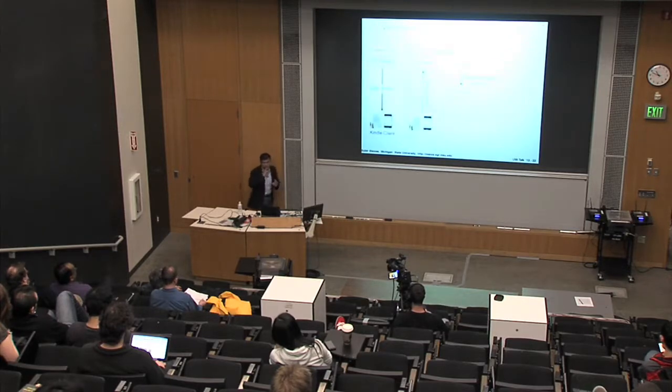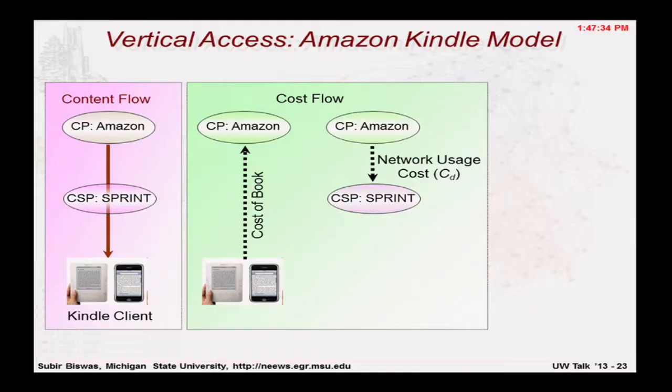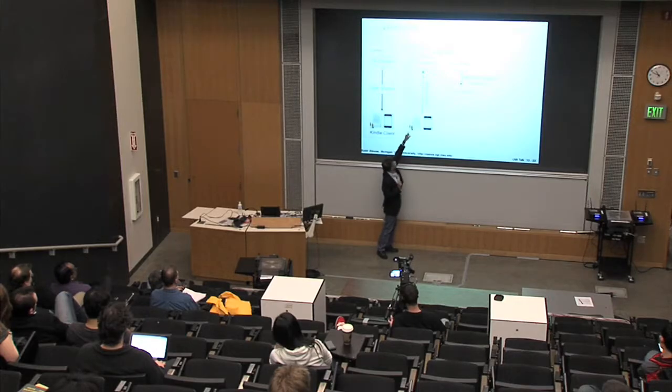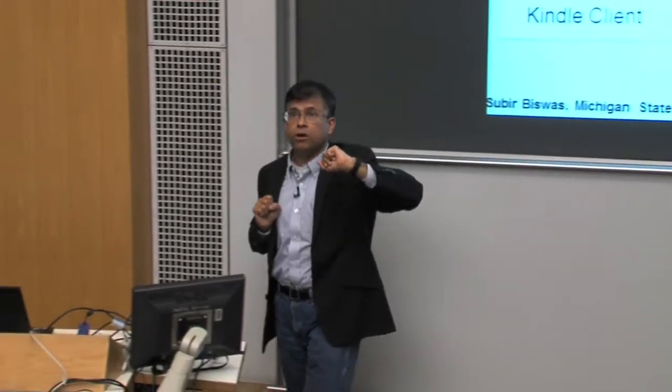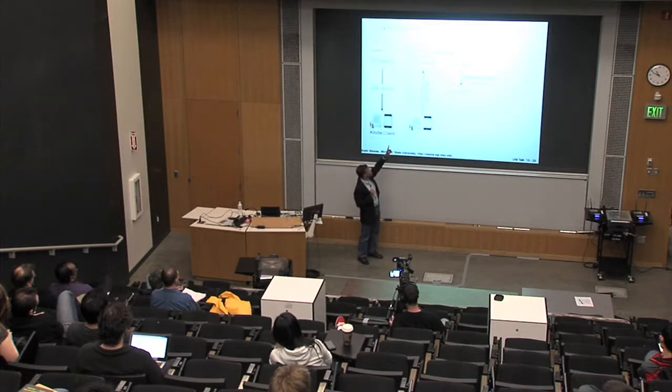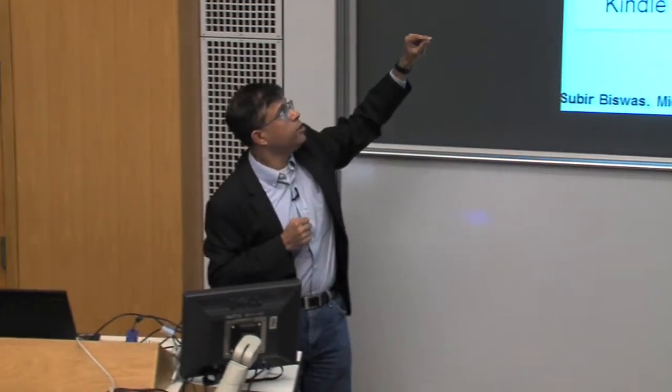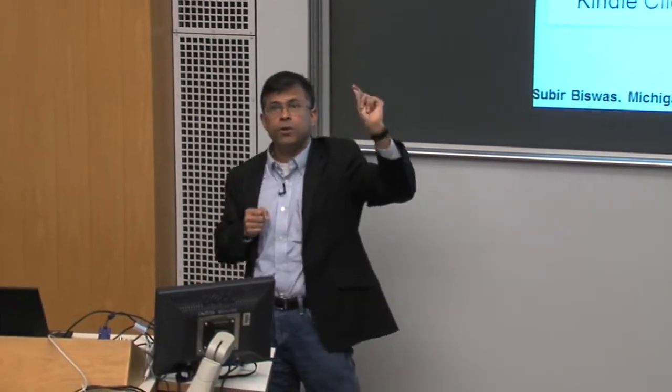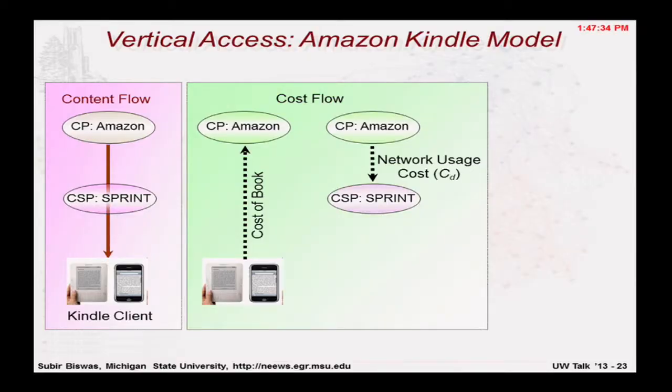So the one that I'm going to talk about is, let's say, Amazon's Kindle model. So right now, the way it works is that if you have a Kindle client, again, it could be your iPhone or it could be the Kindle client itself, right? So it's simple. You get your content from the Amazon server directly over a CSP's network, right? And so this is the content flow, and the cost flow is that for each content you download, you pay a certain amount, the price of that content, to Amazon, and then Amazon pays part of it to Sprint. So essentially, Amazon's final bottom line is going to be whatever the cost of the content is, minus whatever it has to pay the communication service provider for the delivery service, right?